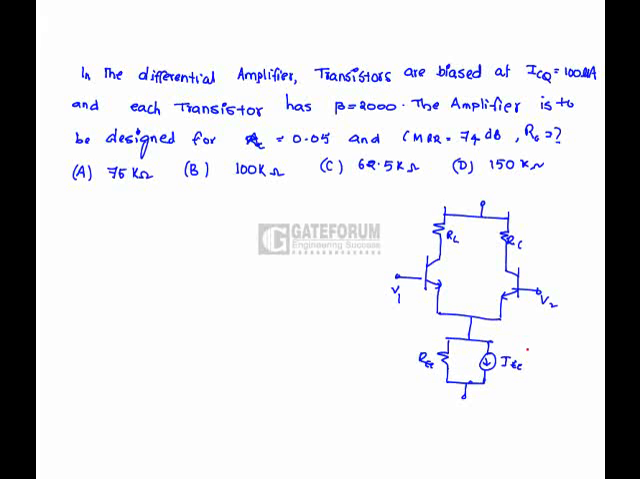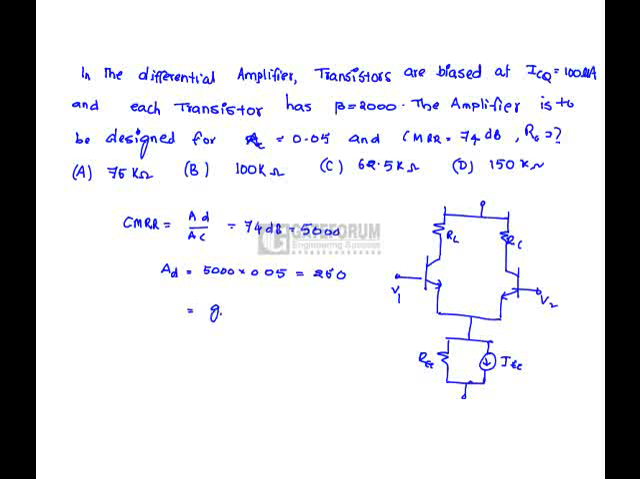Differential amplifier, the transistors are biased at ICQ equal to 100 microamps and each transistor has beta equal to 2000. The amplifier is to be designed for common mode gain of 0.05 and common mode rejection ratio of 74 dB. Find out the value of RC. Here CMRR is equal to AD by AC. Here CMRR is 74 dB, which is nothing but 5000 in normal terms. So AD is nothing but 5000 into 0.05, which is equal to 250.